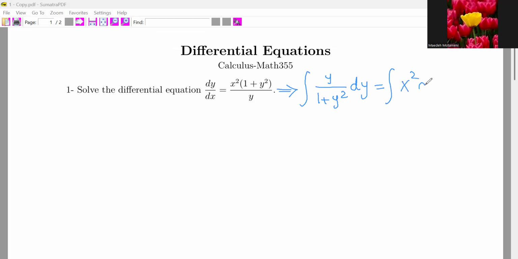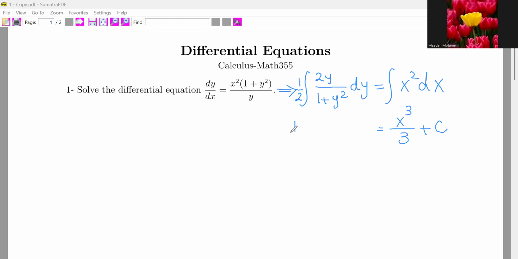which is equal to the integral of x squared dx. We know that the integral of the right side is x cubed over 3 plus c. For the left side, since the derivative of 1 plus y squared is 2y, you can multiply this by 2, and in order to cancel that, you can write 1 over 2 here.